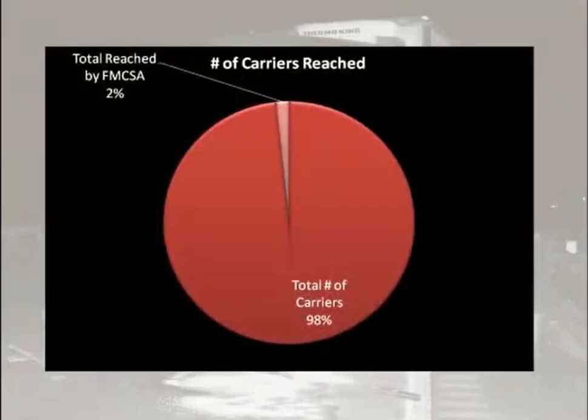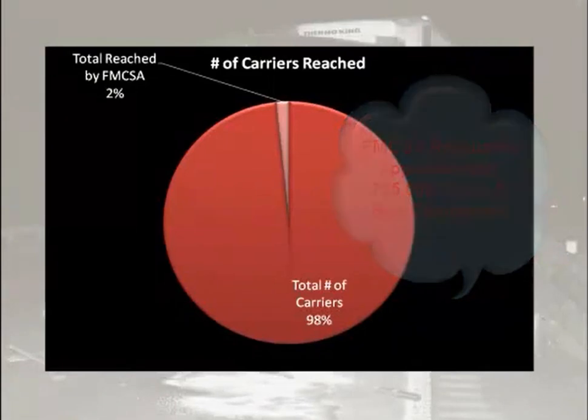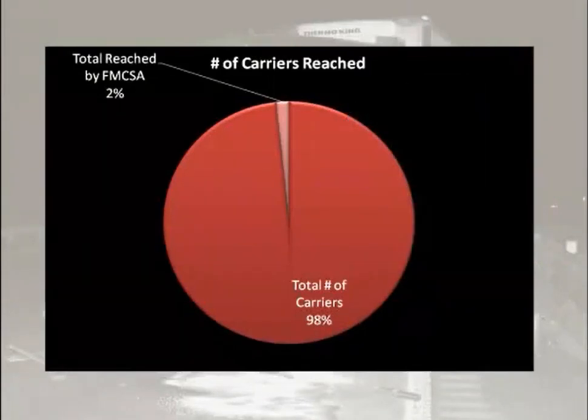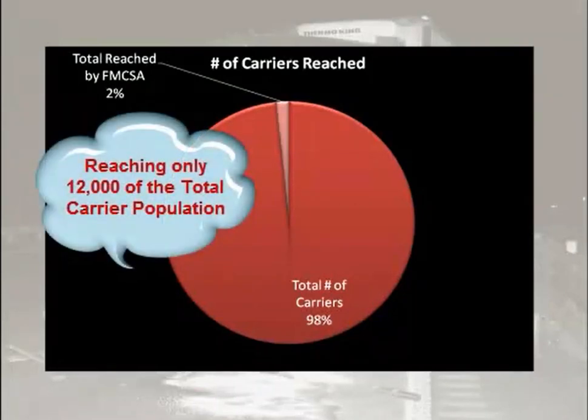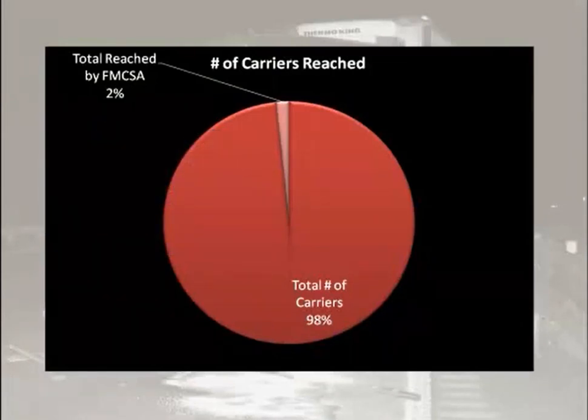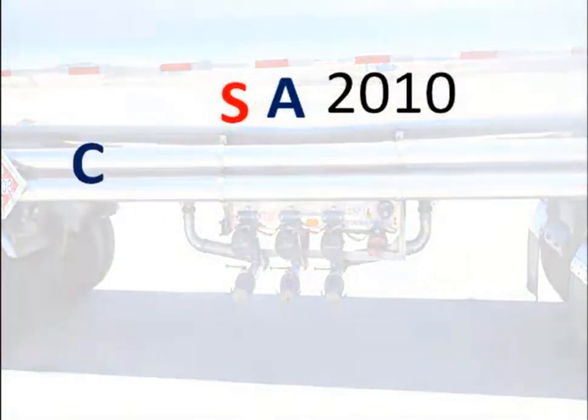One of the issues that the DOT and the Federal Motor Carriers faced was a limited number of federal and state investigators compared to a large number of carriers. In fact, the Federal Motor Carriers regulates approximately 725,000 interstate and foreign-based truck and bus companies, and with compliance reviews that were labor-intensive, they estimate they were only able to reach less than 2%, or approximately 12,000 of the total carrier population annually. That's potentially a lot of bad apples slipping through the system. The DOT once again decided that they needed a more agile and efficient program. That brings us to where we are today.